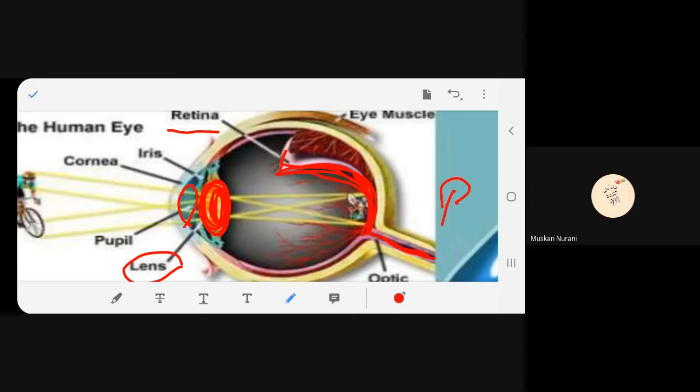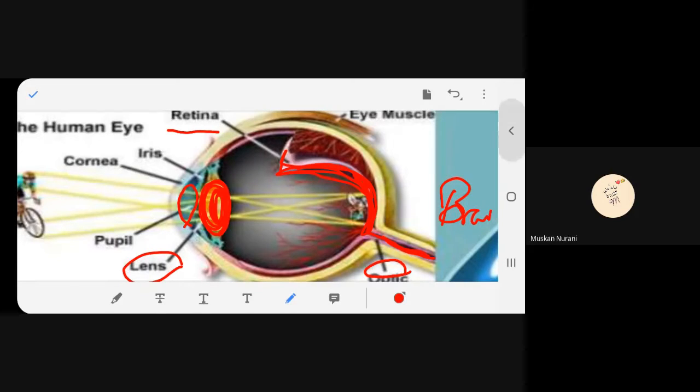And from the retina, it goes to the brain. Where does it go, beta? The brain through the optic nerve. And then the brain registers what you have seen. Hope you have understood the mechanism of what we see through our eyes. Okay. Any problem, beta? If anyone has any problem, you can ask me right now. How the eye works, I have tried to explain to you.